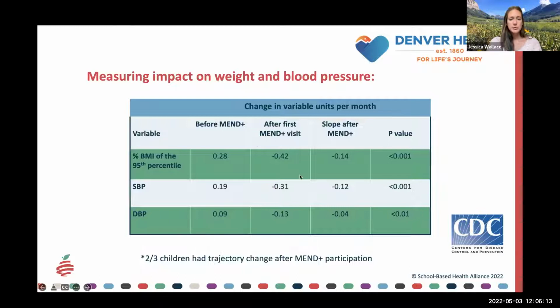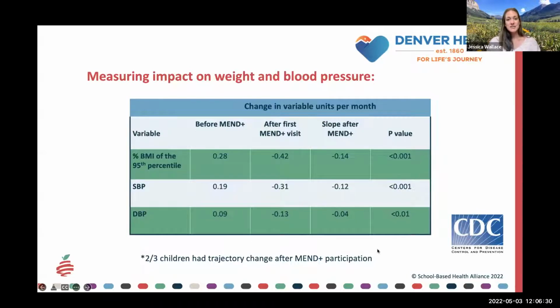And this is a super messy graph, but this did just get published in Academic Pediatrics. Basically, kids before they started in MEND, their weight was going up and their systolic and diastolic blood pressures were going up. They modeled it out, and it was a certain amount by month over time. So kids were on that upward trajectory.